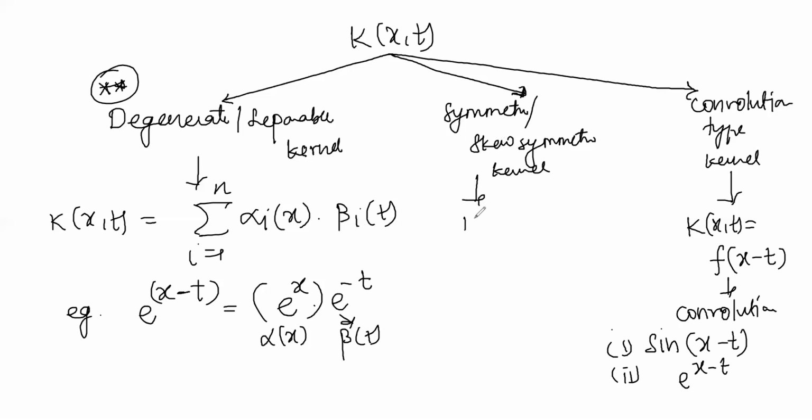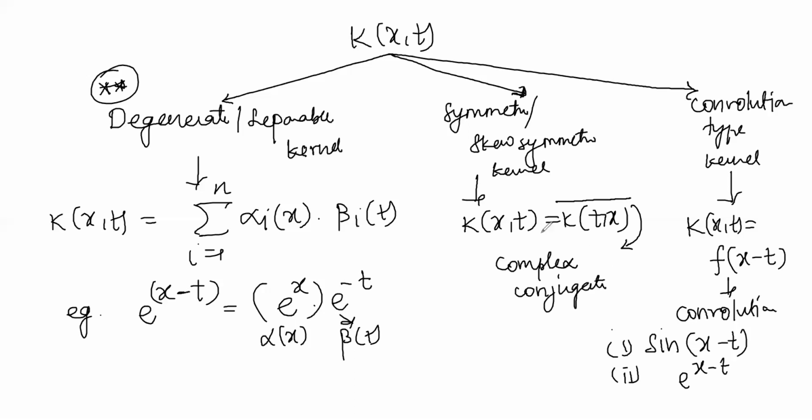And now symmetric. For symmetric, you must have seen this: K(x,t) must be equal to K(t,x). So in that case, your kernel will be symmetric. And one more thing, this will be K(t,x) bar. This bar stands for complex conjugate.